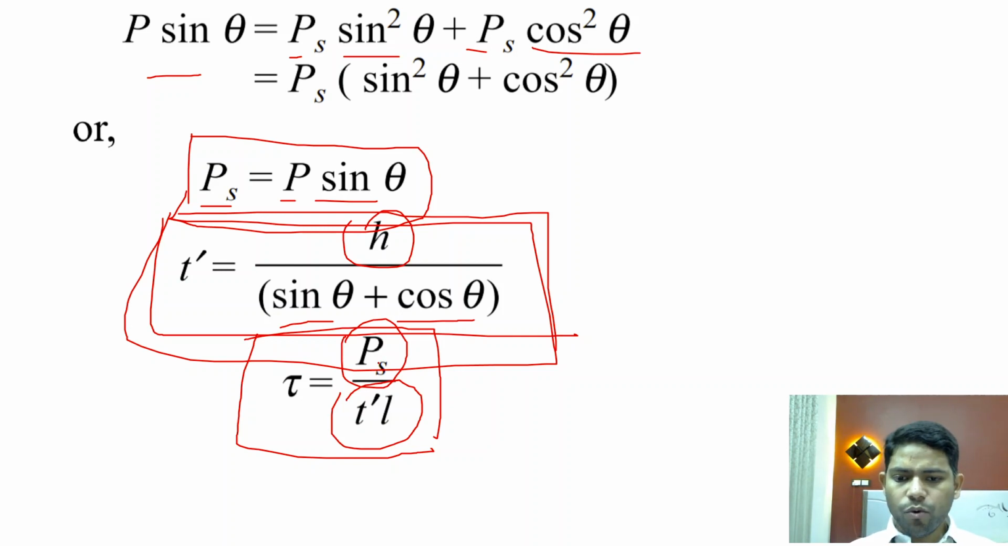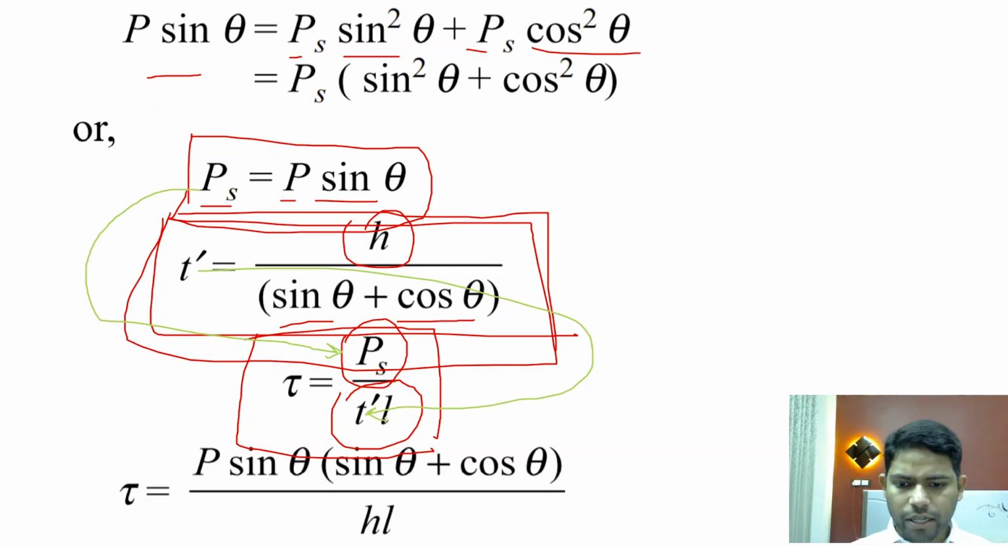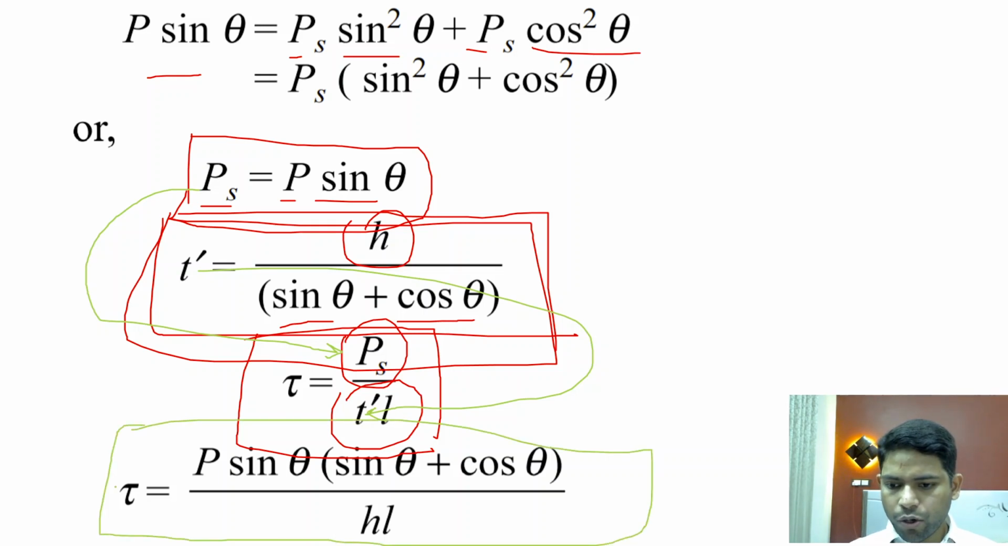Now what we will do is substitute the value of P dash from this equation in this equation, and the value of T dash from this equation in this equation, and we will get an equation which will look something like this. So your shear stress inside the weld is equal to P sin theta times sin theta plus cos theta divided by H times L.